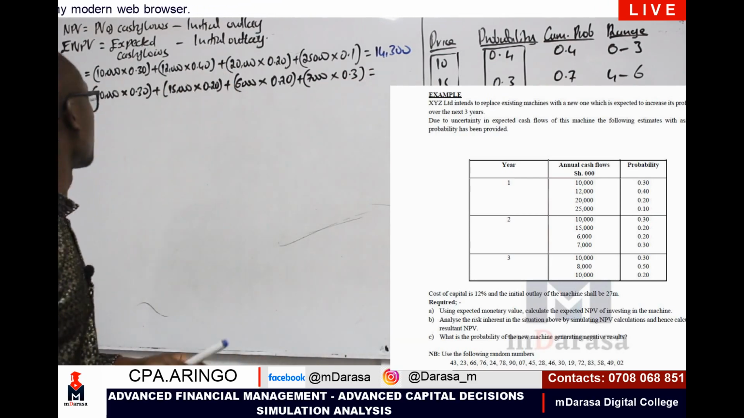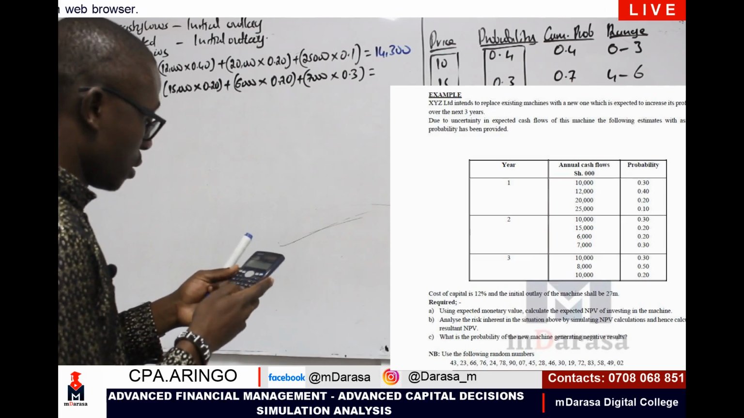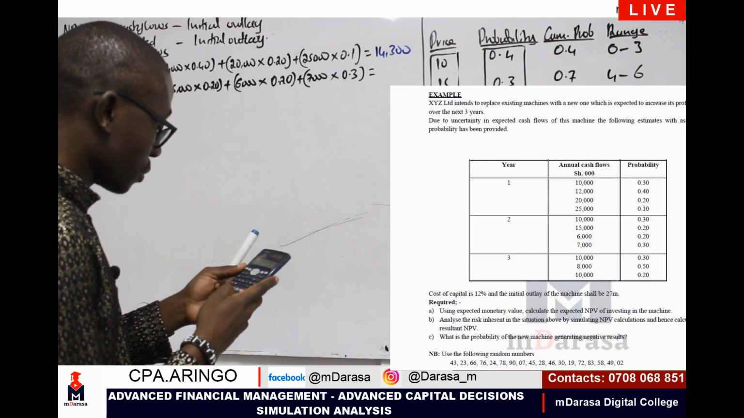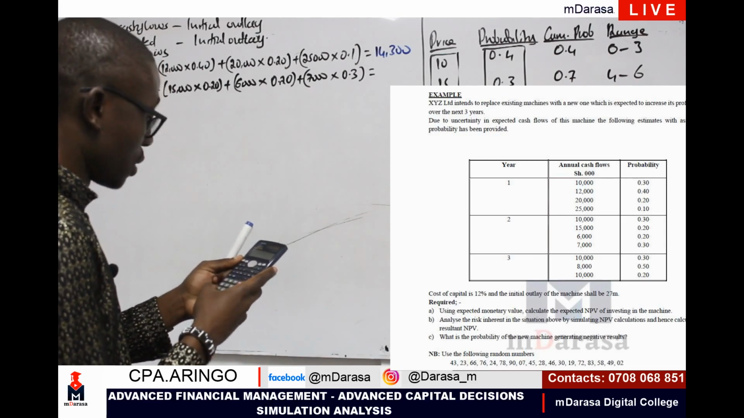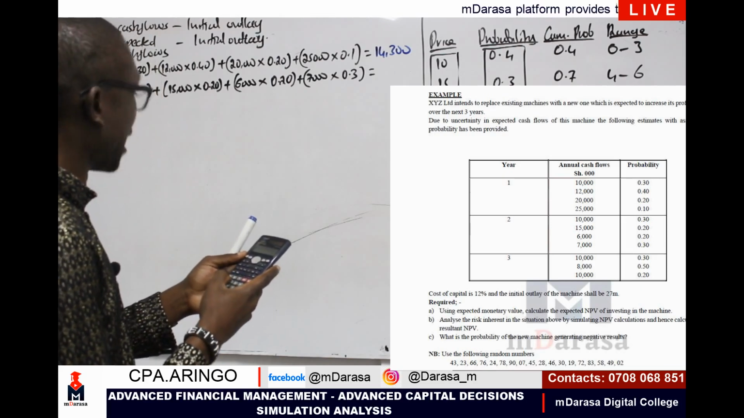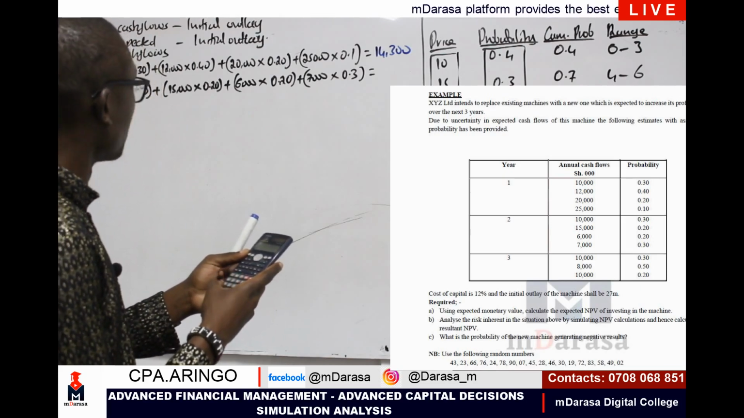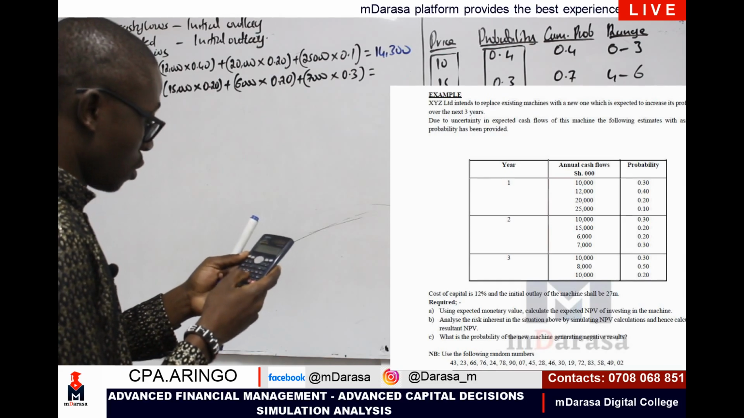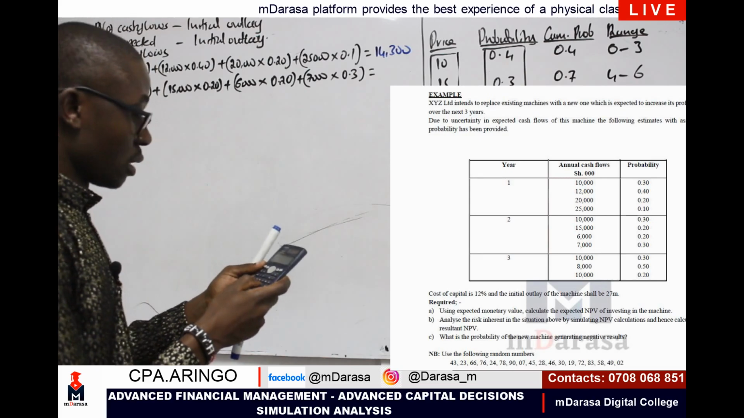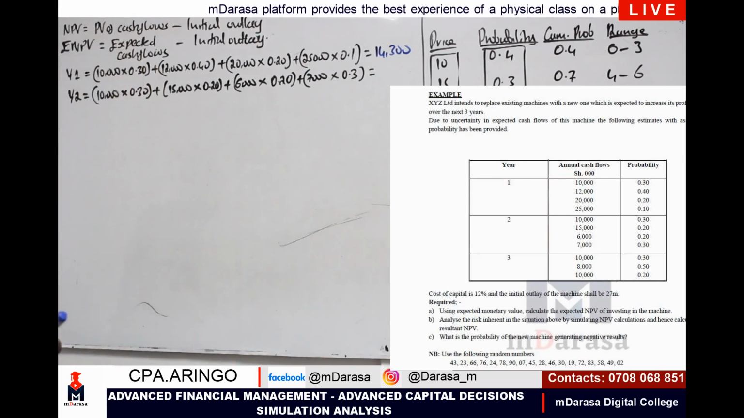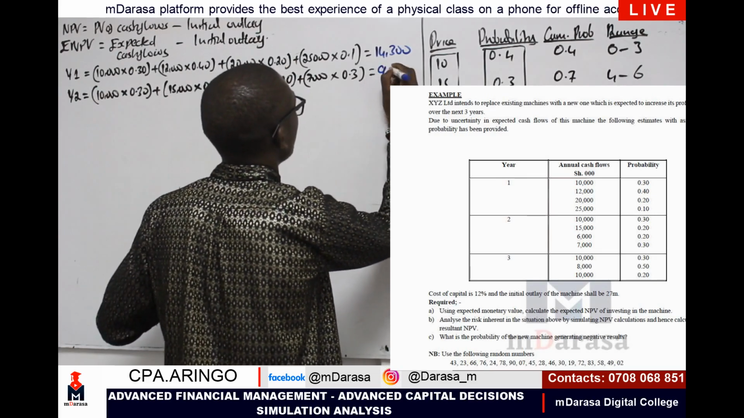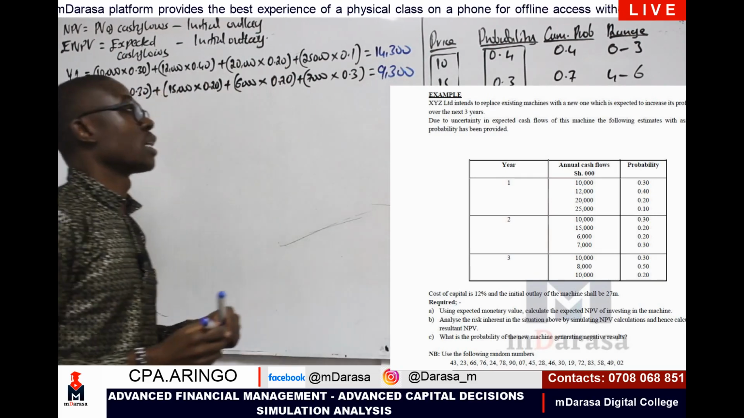I'm going to get a figure of 10,000 by 0.3. We add 15,000 by 0.2. We add 6,000 by 0.2. We add 7,000 by 0.3. Mwalimu is getting a figure of how much? 9,300. You can confirm, guys, kindly. I'm getting 9,300 expected cash flows.